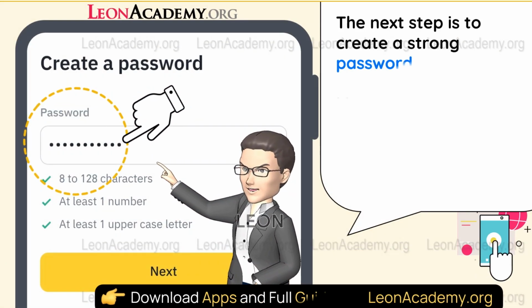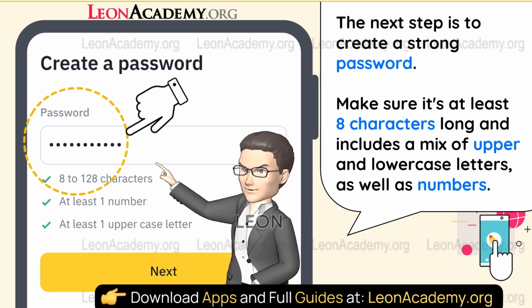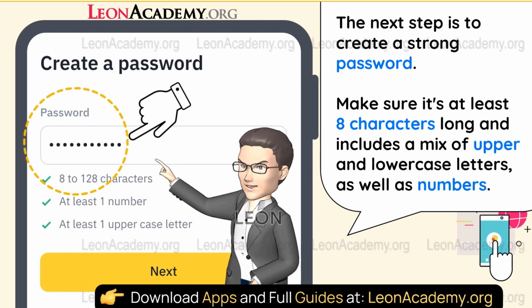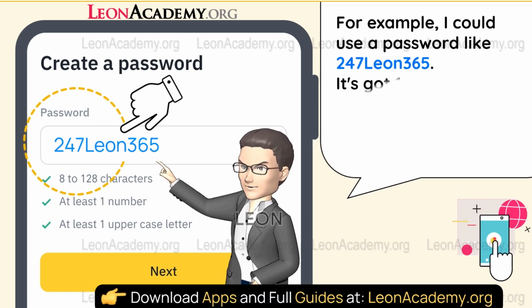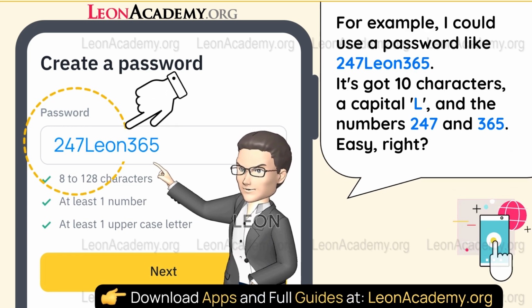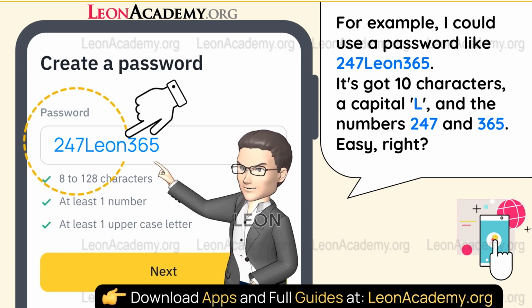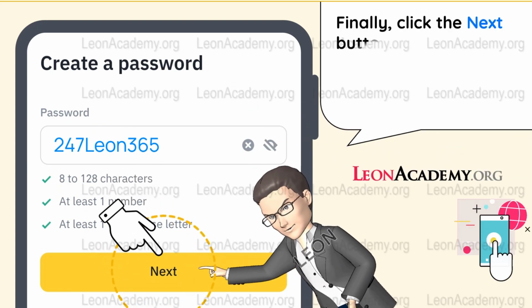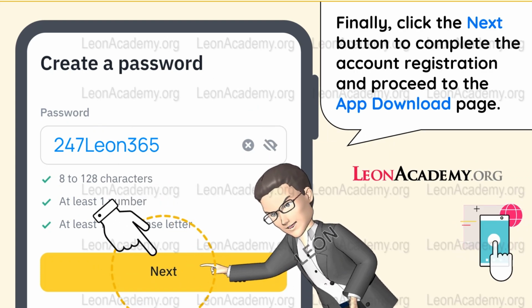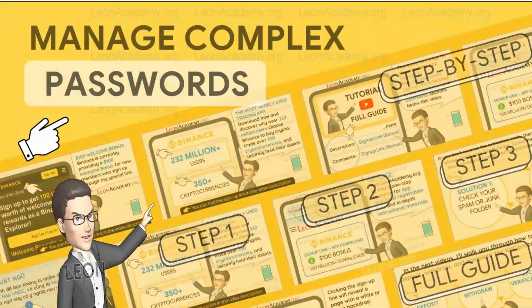The next step is to create a strong password. Make sure it's at least 8 characters long and includes a mix of upper and lowercase letters as well as numbers. For example, I could use a password like 247leon365. It's got 10 characters, a capital L, and the numbers 247 and 365. Easy, right? Finally, click the Next button to complete the account registration and proceed to the app download page.